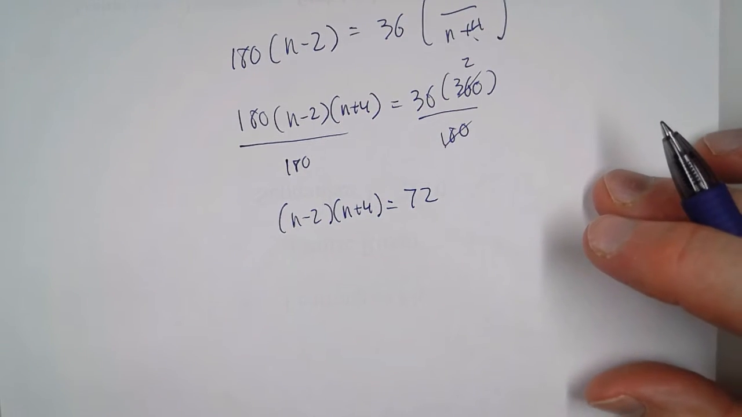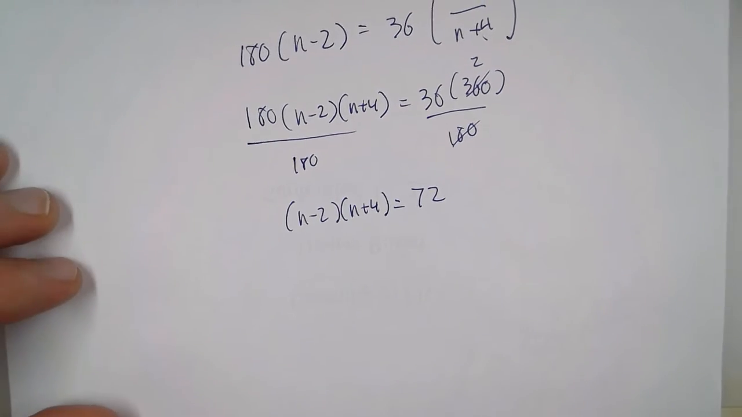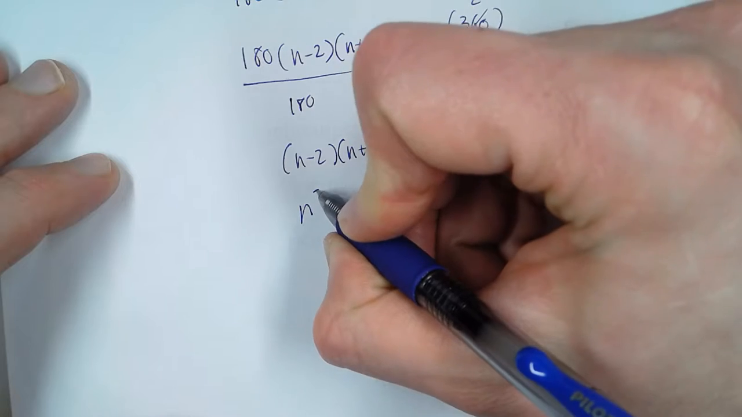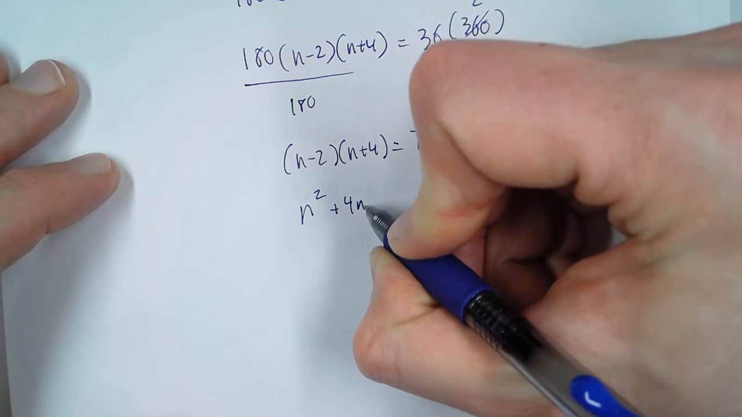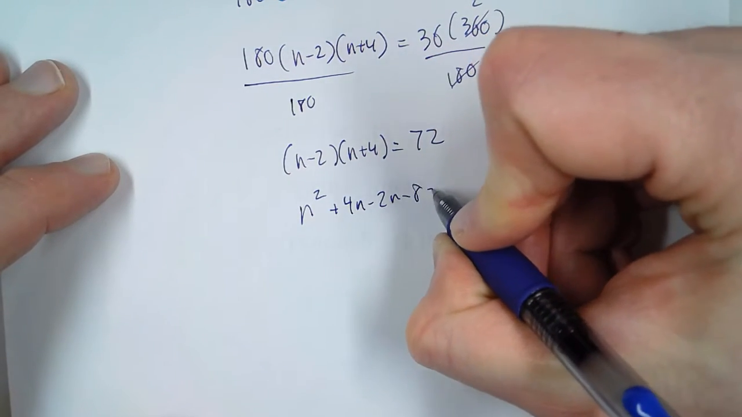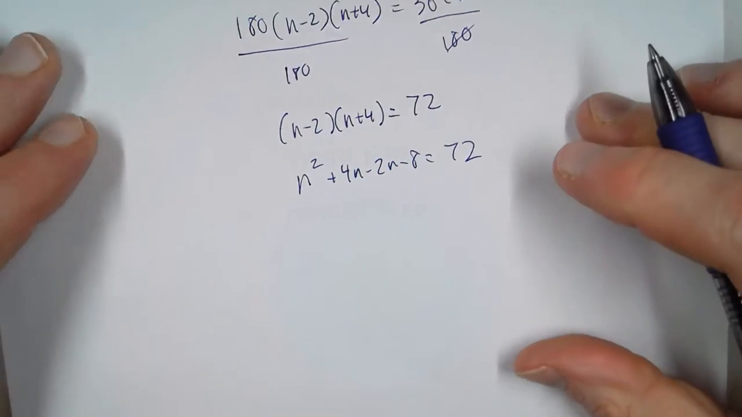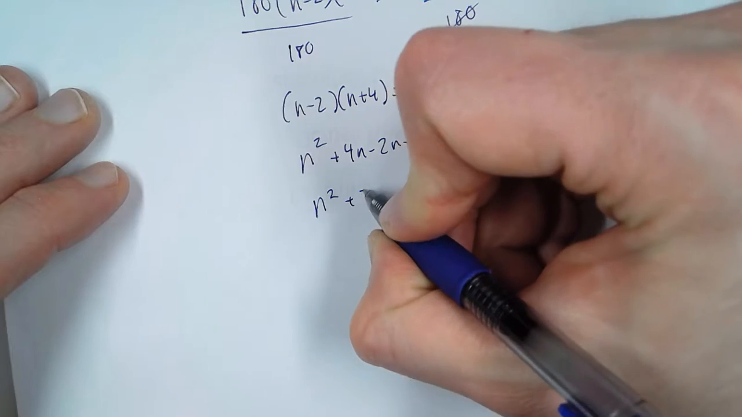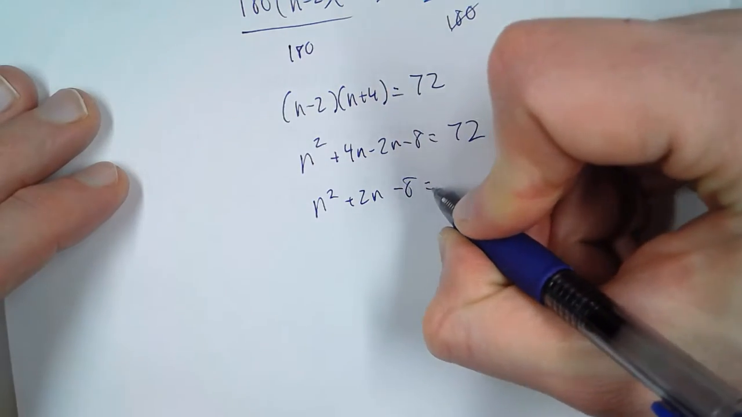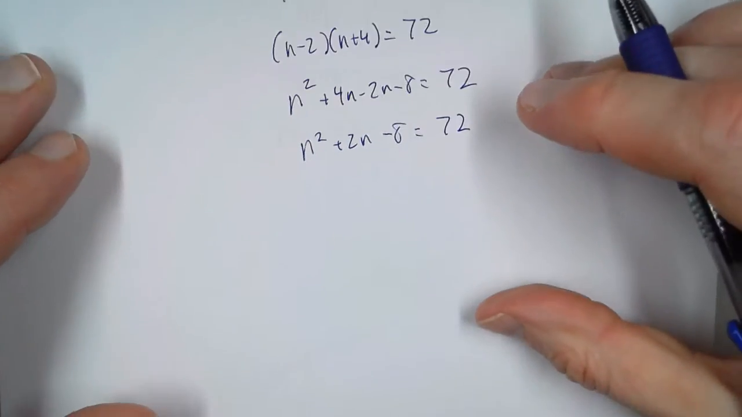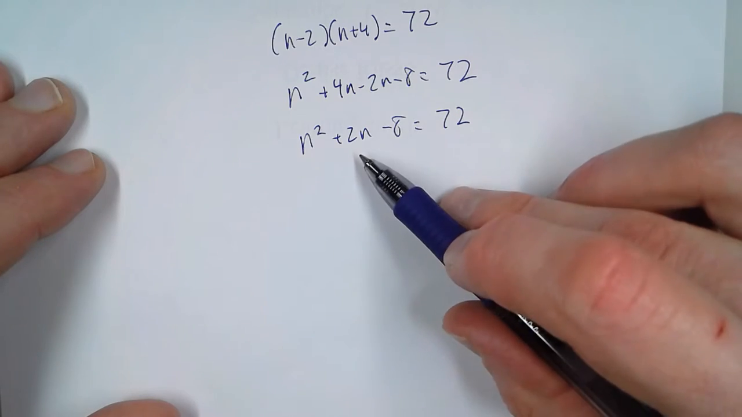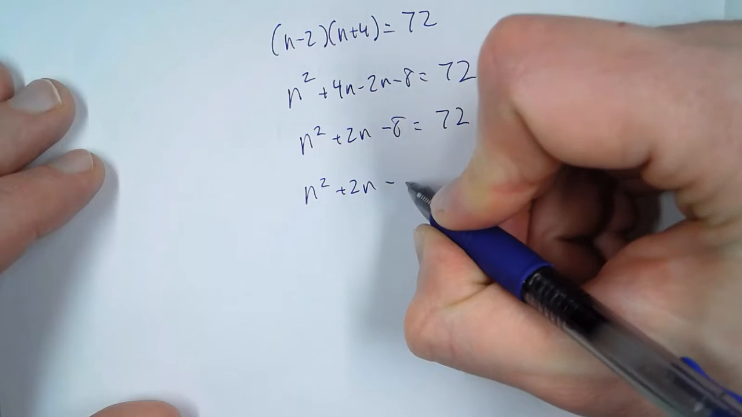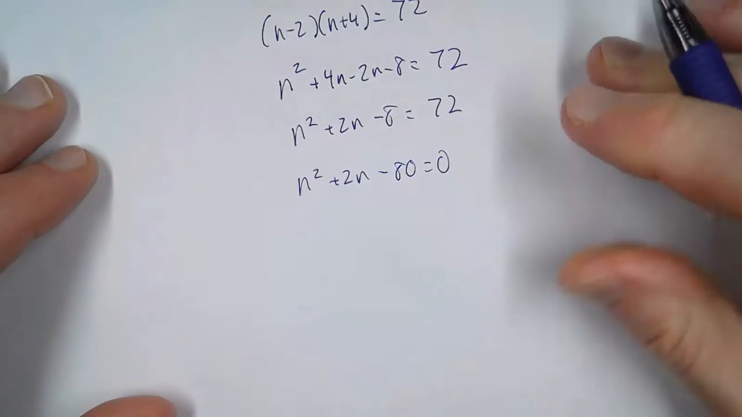Now in order to solve this quadratic, it has to be equal to 0. So we're going to have to expand this out. So this is going to be n squared plus 4n minus 2n minus 8 equals 72. We combine the middle n's, so we have n squared plus 2n minus 8 equals 72. And then we subtract the 72 over to the other side. n squared plus 2n minus 80 equals 0.